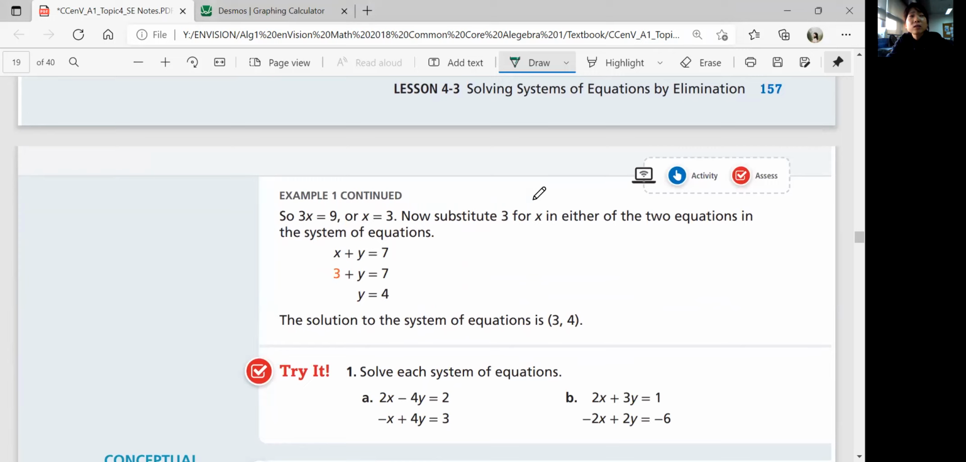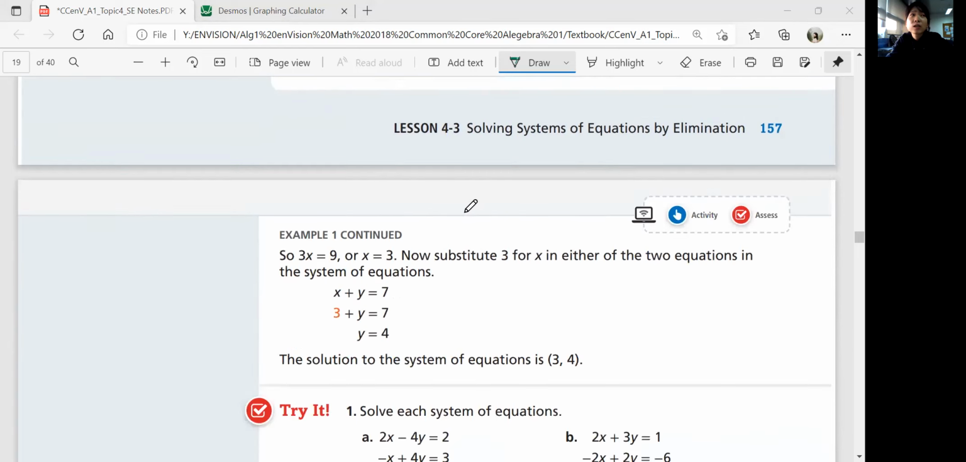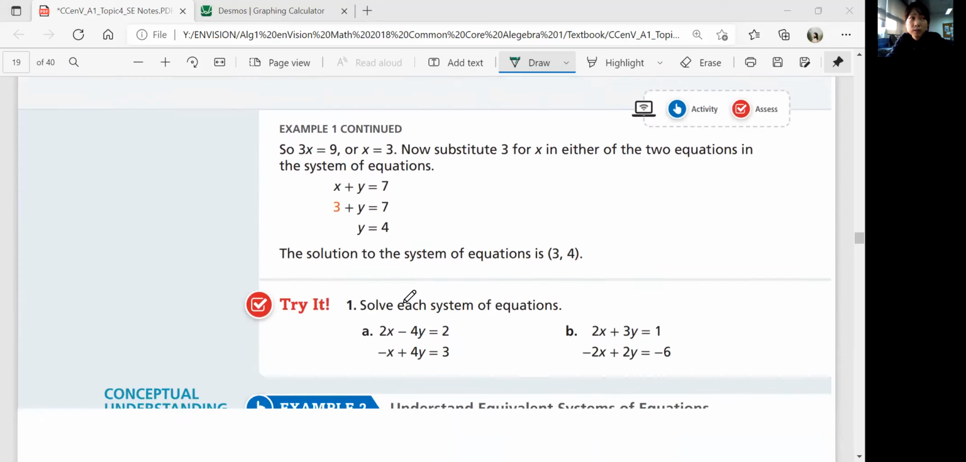So 3x is equal to 9, and so x is equal to 3. Substitute 3 for x in either of the two equations, and then you'll get the value of y. So yes, you will use substitution at the end, but when you start, it's going to be a little bit different from the substitution method. You start with elimination, then once you get the variable, you do have to substitute.